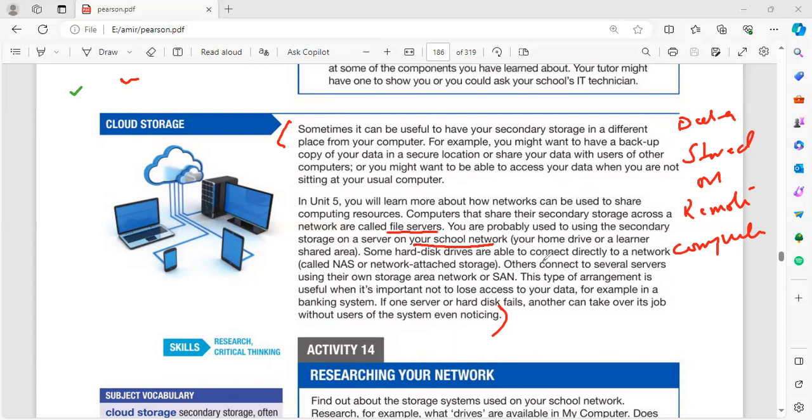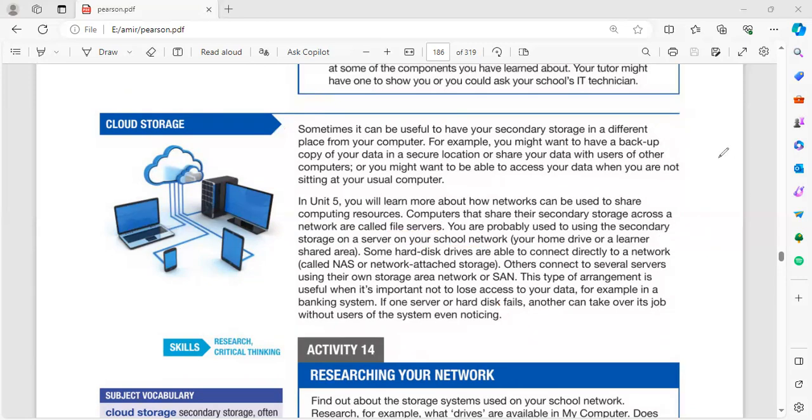Okay, your school have computer lab. Yes, sir. So is there any server? Yes. So, sir, do you store data on server or your own? Yes, sir. Okay. Yes. So it says your home drive or a learner shared area.